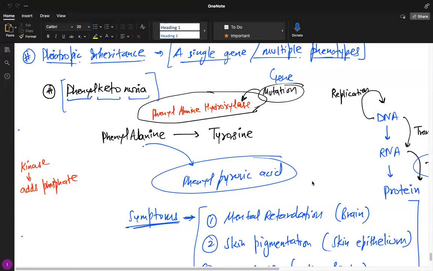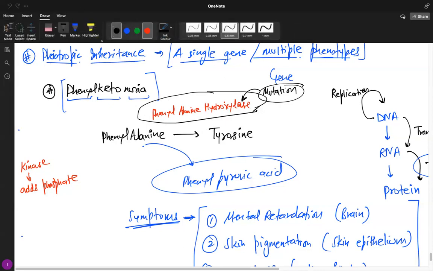It's a metabolic disorder where phenylalanine, which is an amino acid that is converted into tyrosine in normal conditions in our body, needs an enzyme called phenylalanine hydroxylase. Now, this enzyme is coded by one single gene. If there is any mutation in that gene and phenylalanine can no longer become tyrosine, then it starts accumulating in the body. And upon this accumulation, it will convert into phenylpyruvic acid instead of tyrosine.